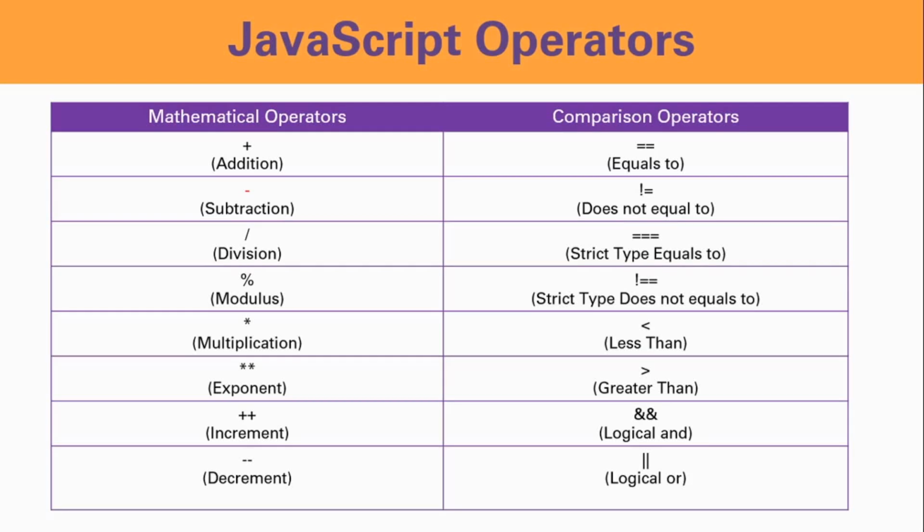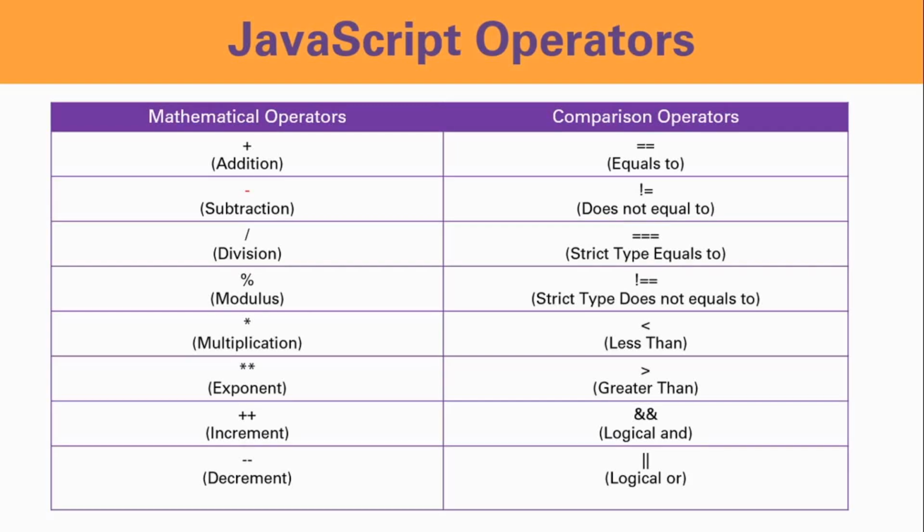So exclamation mark and double equal sign is for does not equal to. Less than operator is to compare less than, greater than for greater than. The double ampersand sign is for logical and, and the double pipe sign is used to assert logical or.